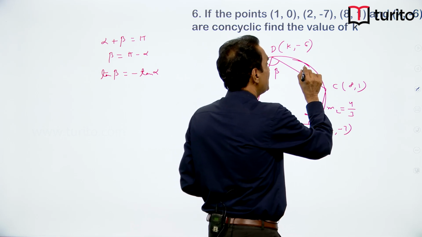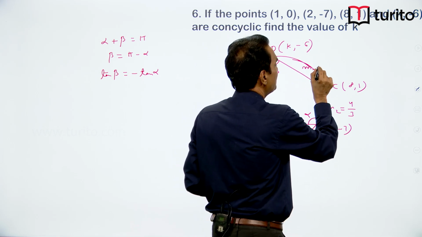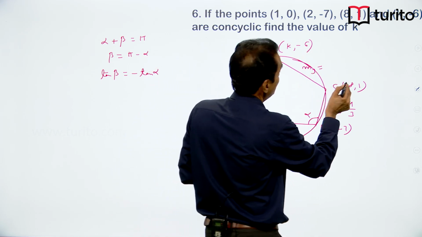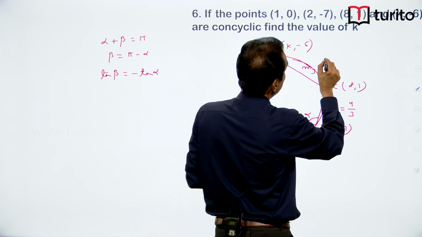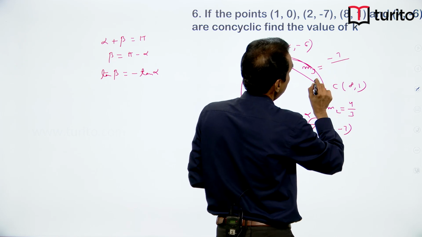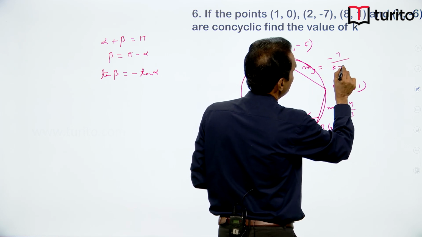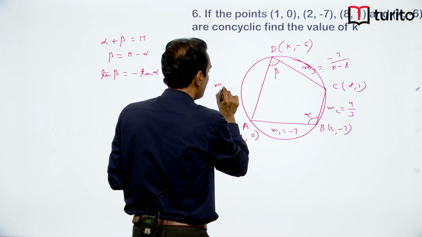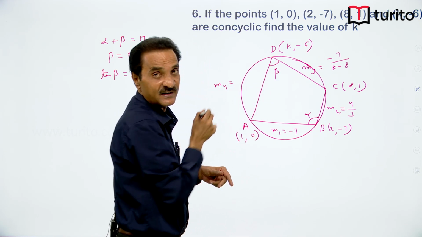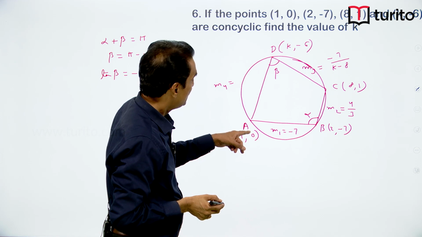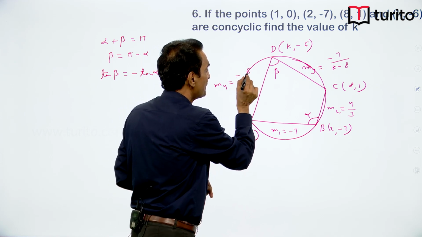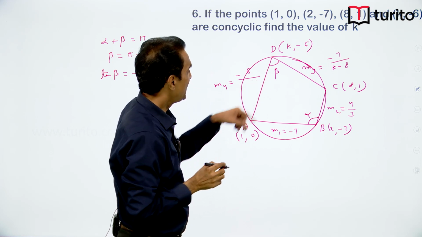Now, M3 is minus 6 minus 1, that is minus 7, by k minus 8. Now, M4, slope of this line, is minus 6 by k minus 1.